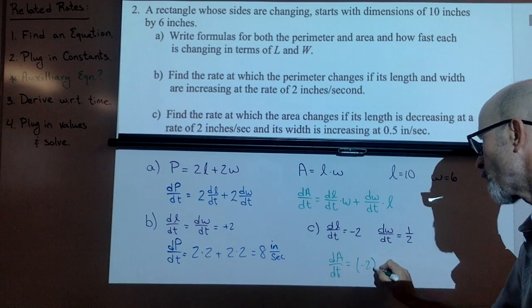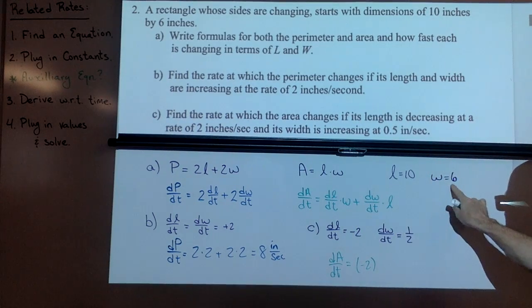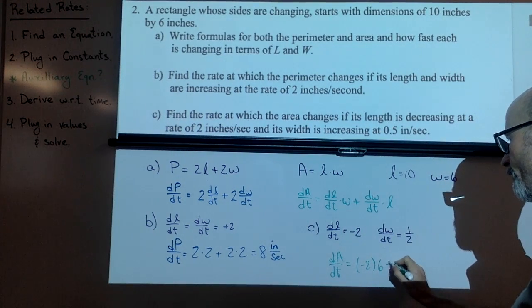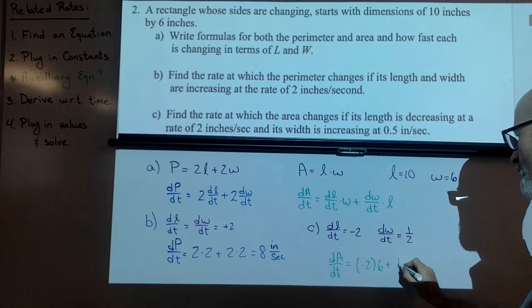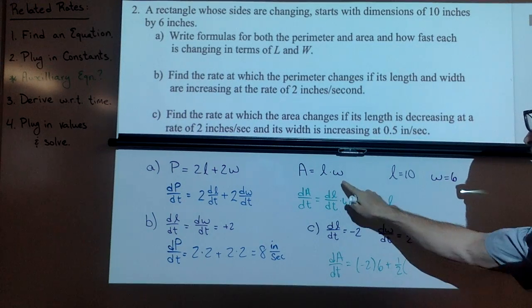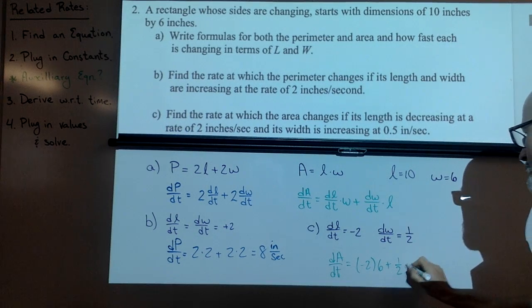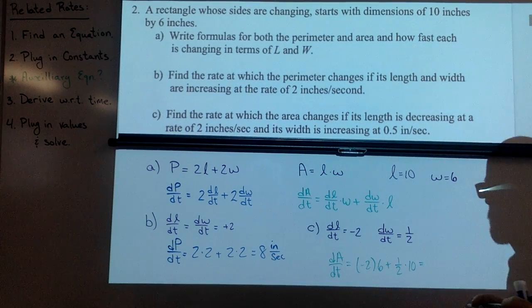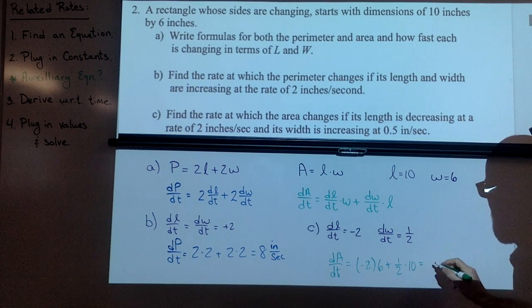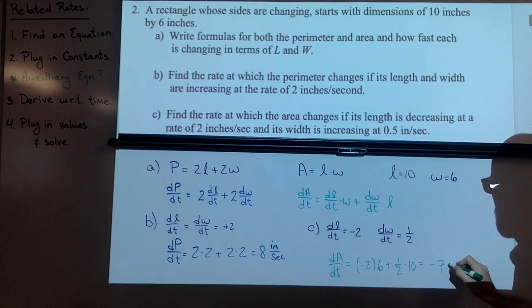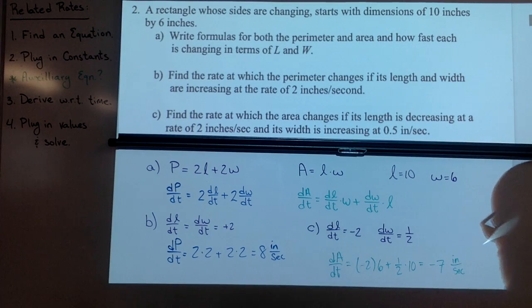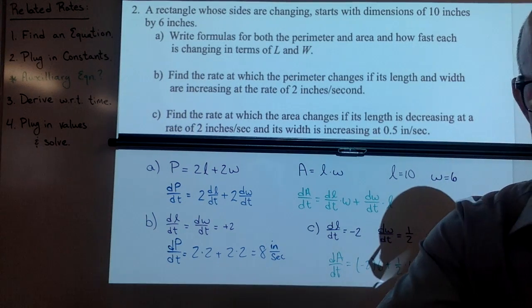dL/dt is -2. The actual width, if you remember, was 6. dW/dt is 1/2, and the original length is 10. So I believe -12 plus 5. This is shrinking, but is it in inches per second? Think about the units here.